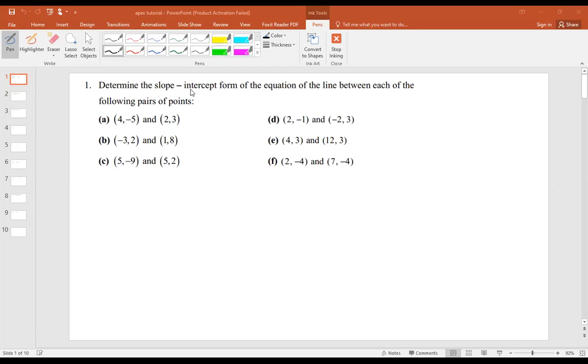the slope. So the question is: determine the slope intercept form of the equation of the line between each of the following pairs of points. Okay, so this question is asking us to determine the slope. Determining the slope is straightforward. I'll even show you how to find the equation of the line using the same slope from this same question, so that when we meet other questions in future, it will not be difficult for us to solve them.